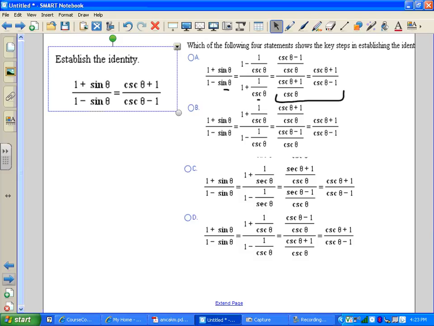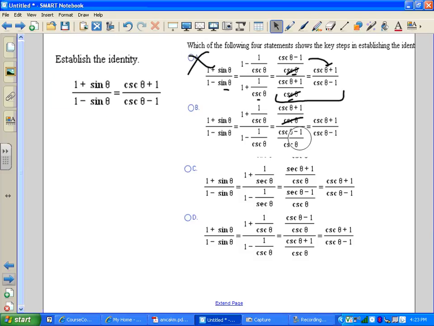Now notice they have cosecant of theta in both denominators, so those would cancel, but they've made a mistake here. So on the top should be cosecant minus 1, not plus 1. So A's not working out. Okay, on B, we could do the same idea there, but now they did it correctly.